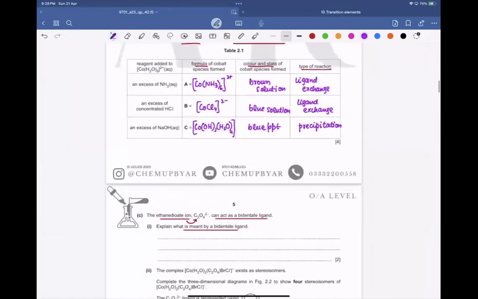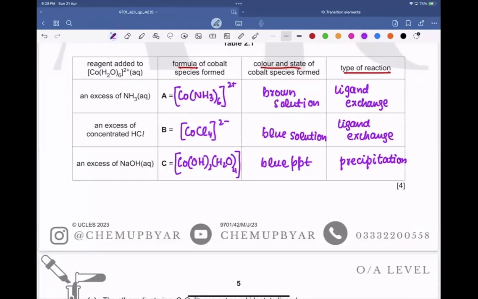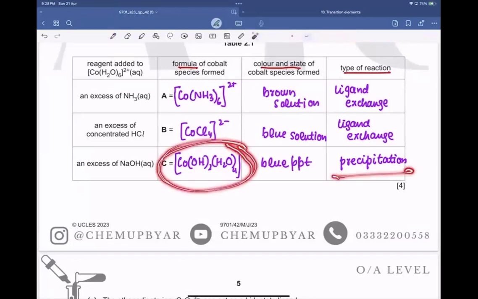Because in the third one there is a precipitate. If it's not solid, Alina, if it's only aqueous, then it's also a ligand exchange. As precipitates are formed, that's why we call it a precipitation reaction.